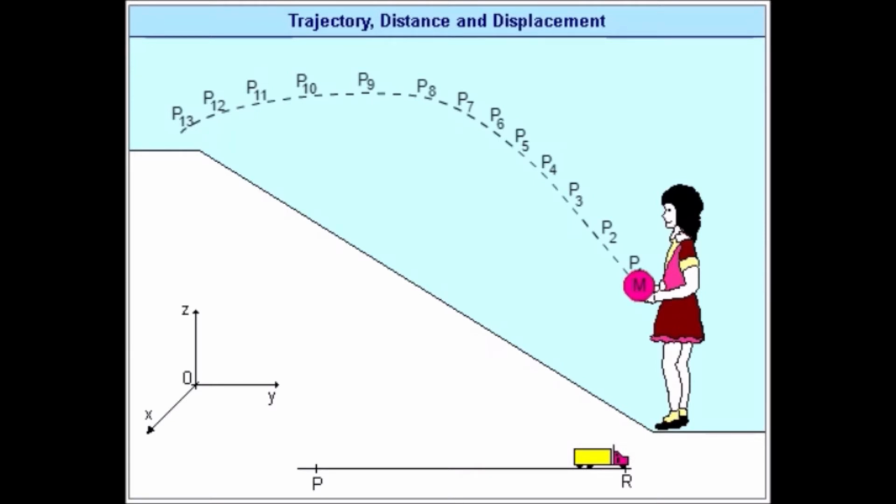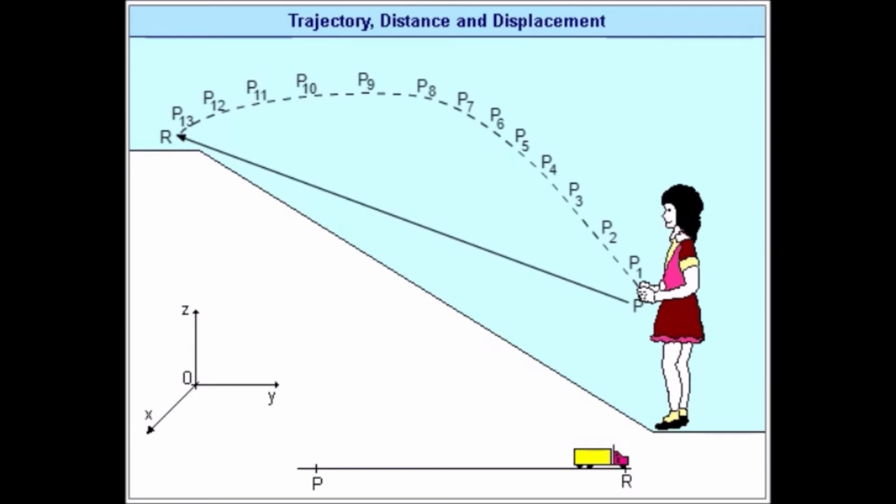Distance. Let's consider that an object M moves from point P to point R. By distance, we understand the length of the path between 2 points. Distance may or may not be measured in a straight line. The distance is a scalar. It has only magnitude. When we talk about the distance covered by an object M between points P and R, we measure the distance along the trajectory, along the curve.